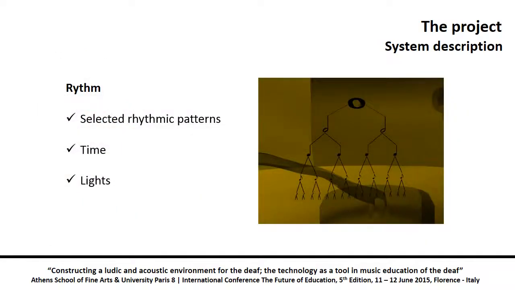The rhythm is explained through selected rhythmic patterns according to music theory. Their visual representation is given through the movement of a group of objects that are activated by the user. Additionally, to reach the intensity of the vision, we are using also a combination of lights that are changing their color and intensity according to the rhythm.